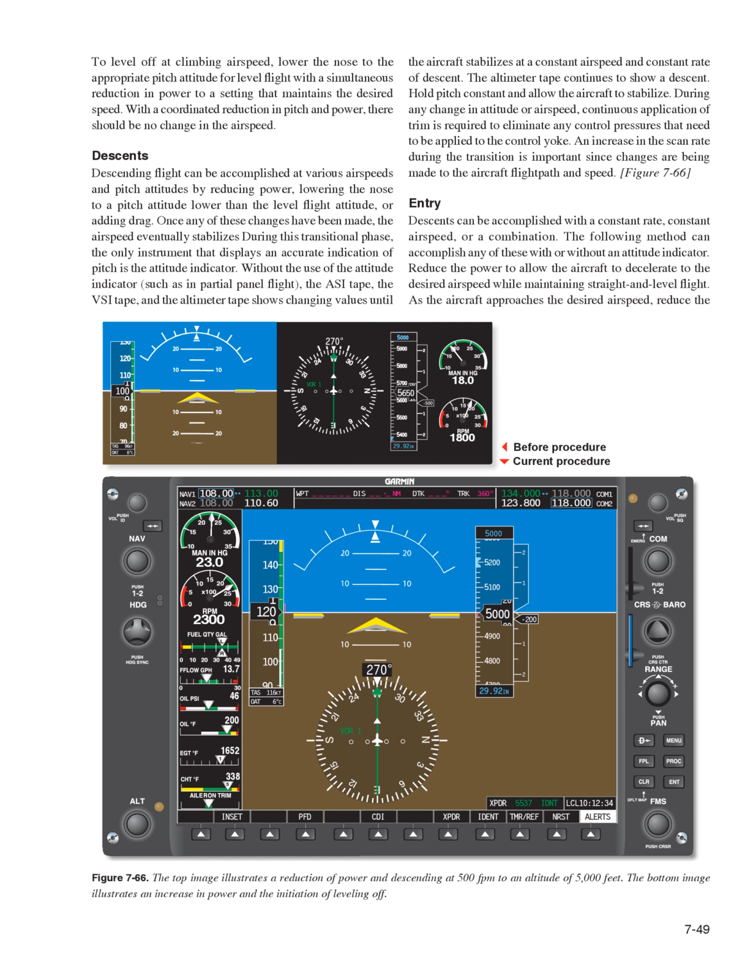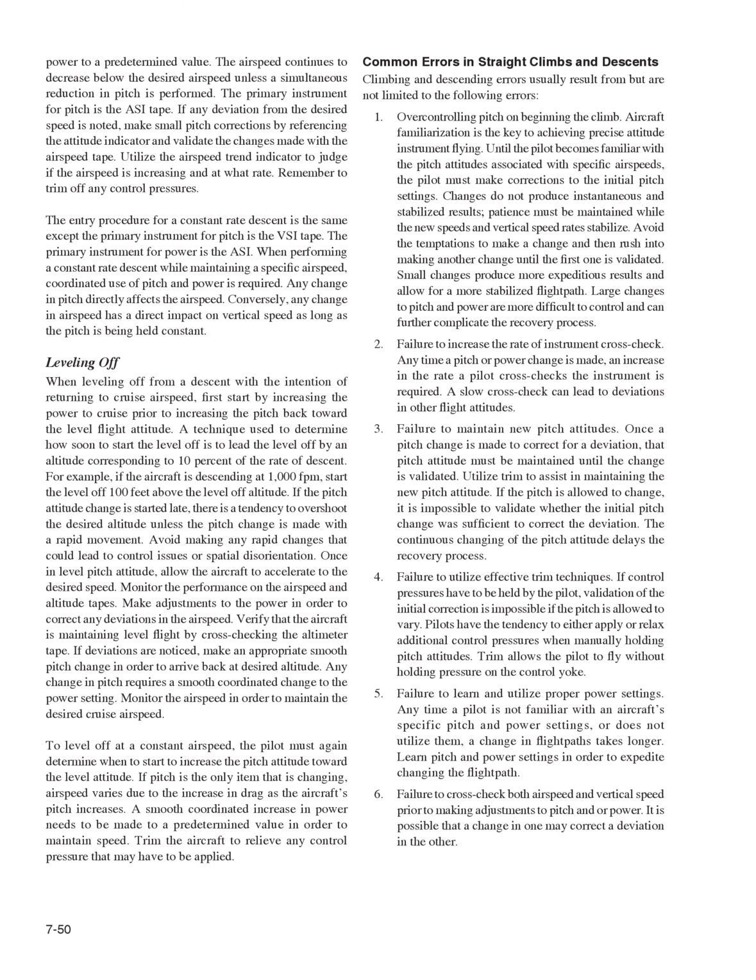Entry descents can be accomplished with a constant rate, constant airspeed, or a combination. The following method can accomplish any of these with or without an attitude indicator. Reduce the power to allow the aircraft to decelerate to the desired airspeed while maintaining straight and level flight. As the aircraft approaches the desired airspeed, reduce the power to a predetermined value. The airspeed continues to decrease below the desired airspeed unless a simultaneous reduction in pitch is performed.